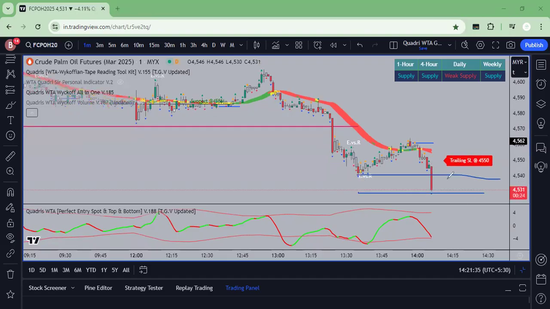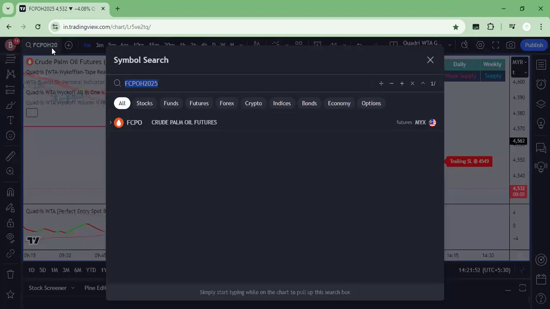Wallah, we got a breakdown of this level. So now wait for a swing reversal, not a price congestion at this particular point. So I think I covered this part. Now I'll go into... are we okay? Which chart, which market do you want me to go into after FCPO?